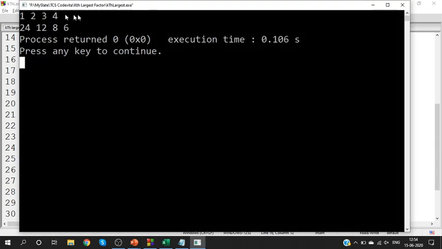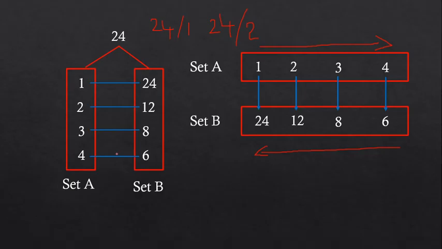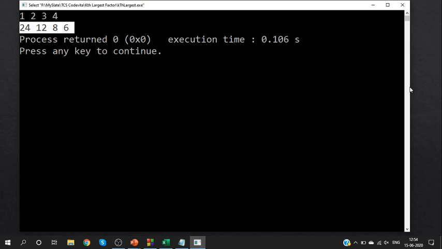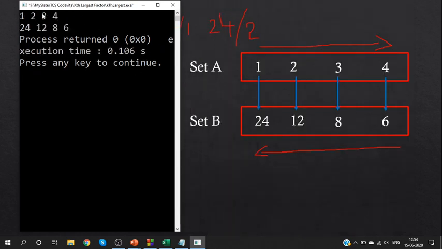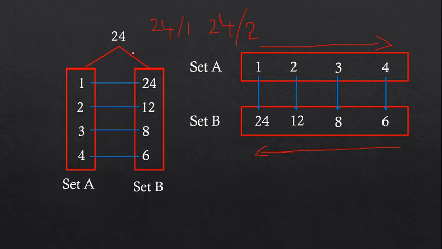Now you take a look at the output. Set A has 1, 2, 3, 4. Set B has 24, 12, 8, 6, which is exactly what we said here. Can you all understand this? Yes. Set A and B: 1, 2, 3, 4 followed by 24, 12, 8, 6. And look at the execution time, 0.106 seconds. So now I have all the factors. What is our duty? We need to find the kth largest factor. Can you understand this? Yes.